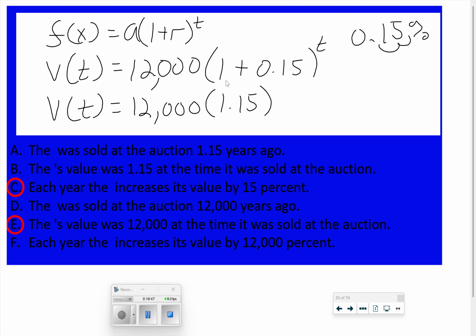Okay, we're going to multiply times 1 plus 0.15 because we changed that percent to T. And that's how you end up with this as the question. What they want you to do is unpack it and see that this is going to be 15%. That's why it's C.